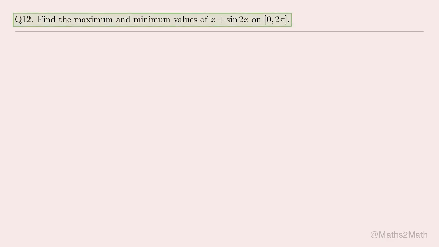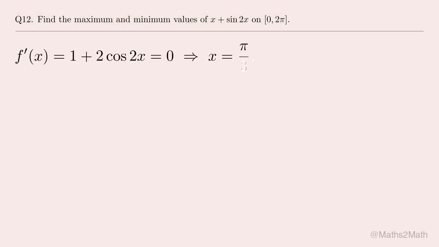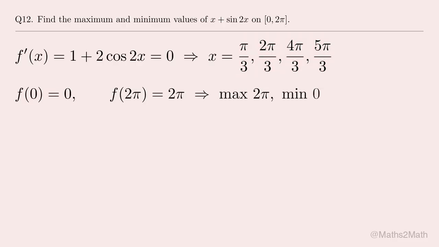Question 12. A rising line with a wiggle riding on it. The critical values stay strictly between the endpoint values, so the endpoints win. The derivative 1 plus 2 cosine 2x vanishes where cosine 2x is minus 1/2. 4 interior points. All 4 critical values lie strictly between the endpoint values 0 and 2 pi, so the absolute extremes sit at the endpoints.